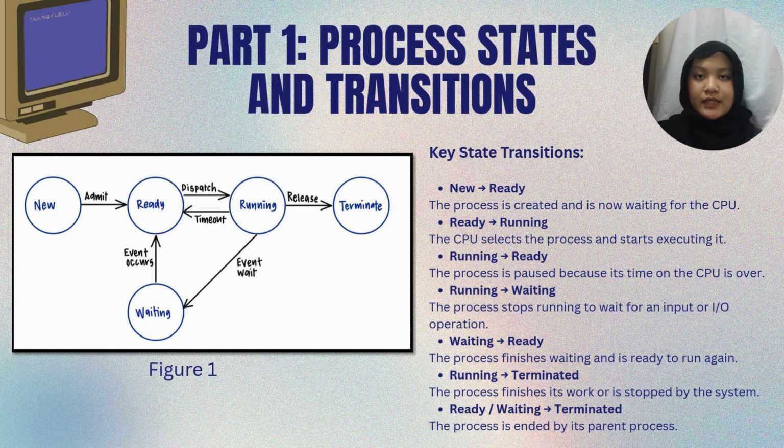Hi, my name is Atika and I will explain part 1, which is process state and transitions. Figure 1 shows the different states a process goes through during its lifetime and the transitions between these states. A process can be in one of 5 states, which are new, ready, running, waiting, and terminated. This state depends on how the operating system schedules the process and handles events.